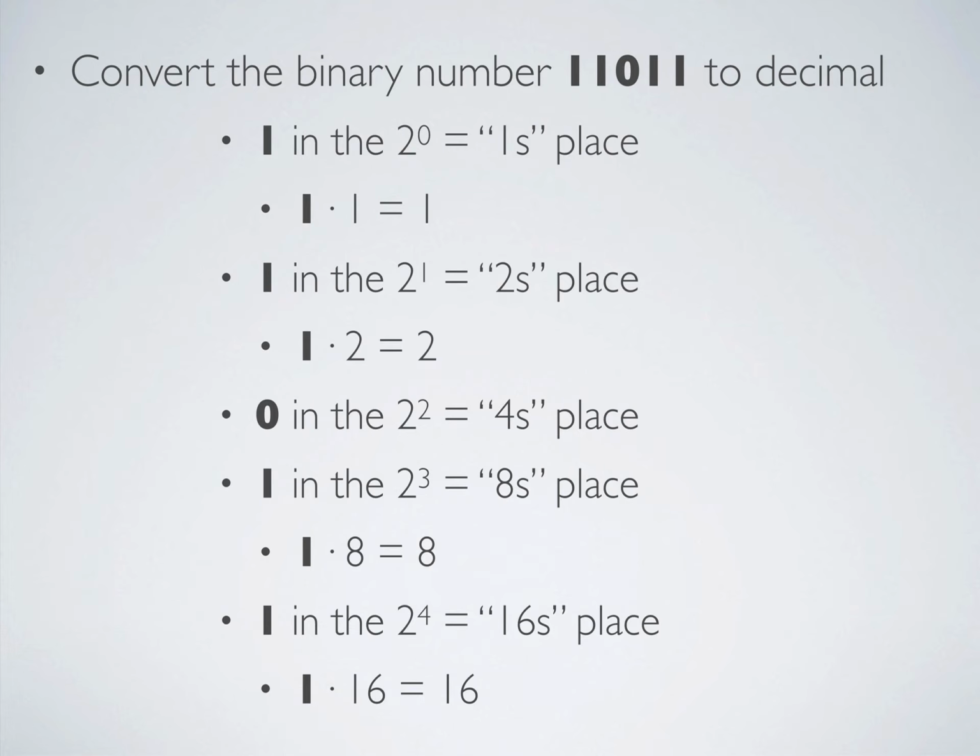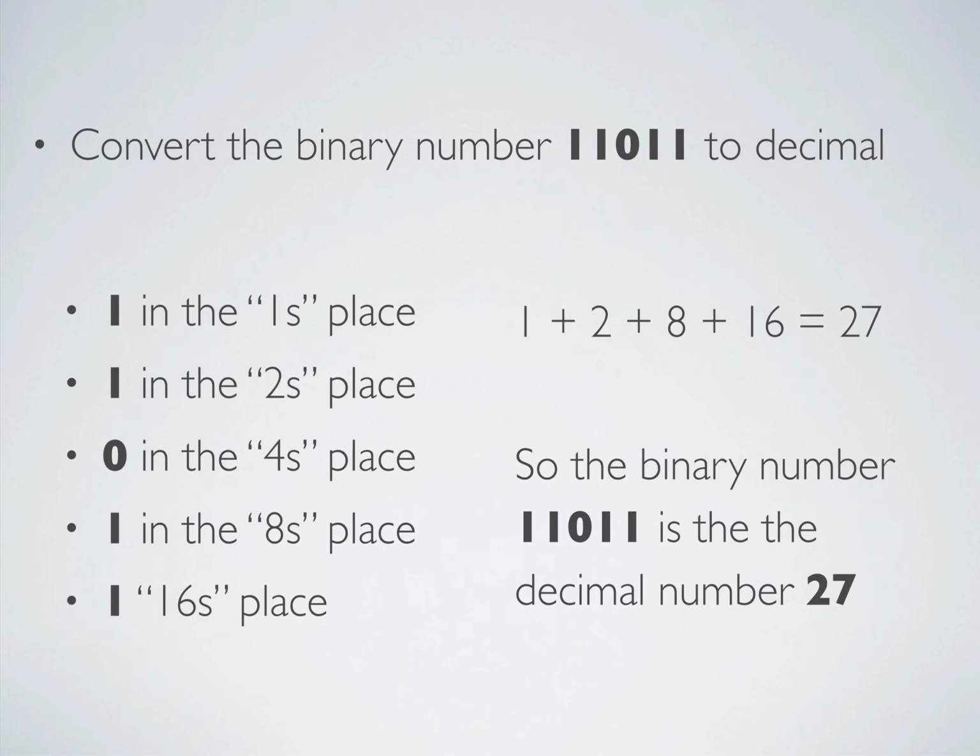We move to the next place, which is the 16's place. And there is a 1, so we add 16 to the 11 that we had before, which means we now have 27, and that's the whole number, right? Because we've gotten to the last place. So again, because there's a 1 in the 1's place, a 1 in the 2's place, a 1 in the 8's, and a 1 in the 16's, you add up 1, 2, 8, and 16, and you get 27. So the binary number 11011 is the decimal number 27.